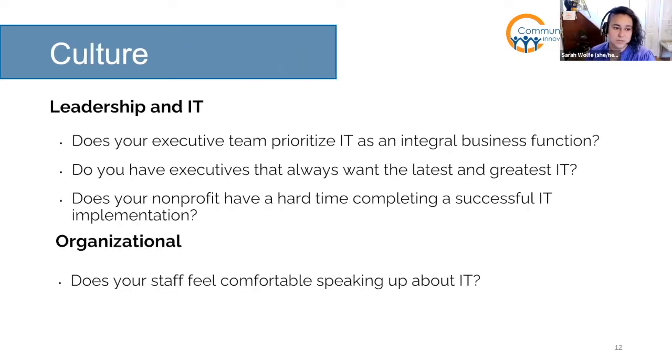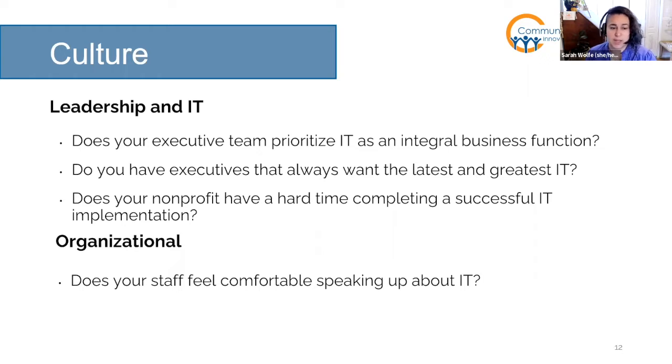Yeah, so one of the biggest things that impacts your ability to innovate is your culture. Understanding how your leadership and your IT works is really important. Knowing if your executive team prioritizes IT as an integral business function, or do they not? Do they always want the latest and greatest fix, or are they willing to look at what you currently have and see if that fills a need in a way that you haven't anticipated before?